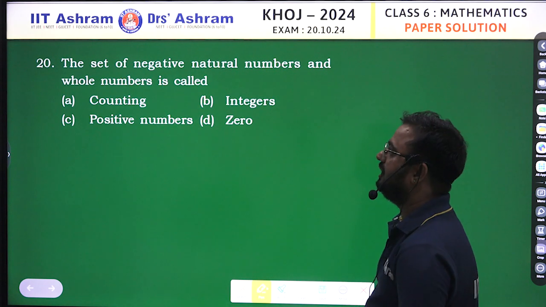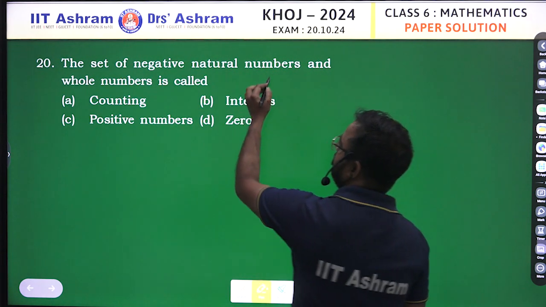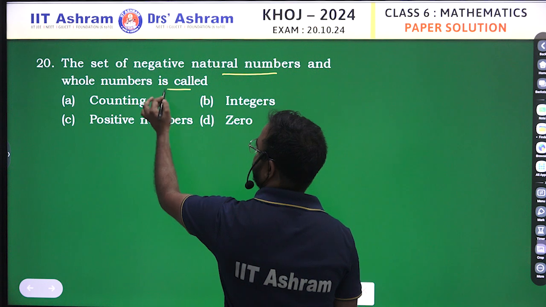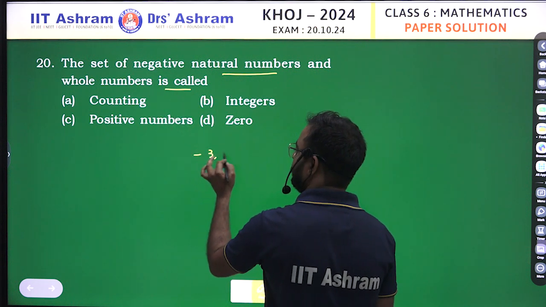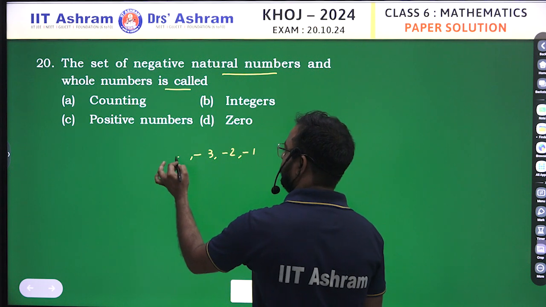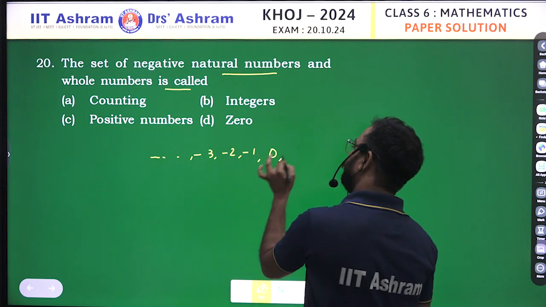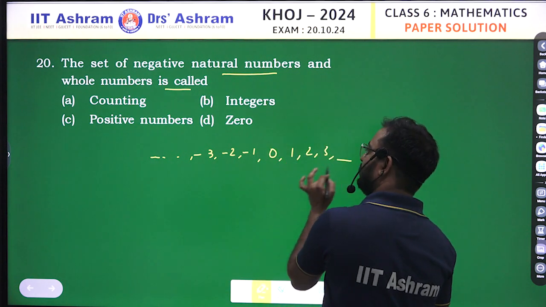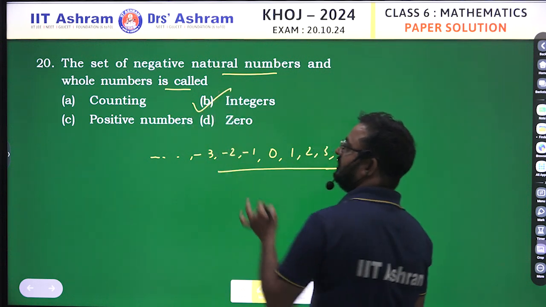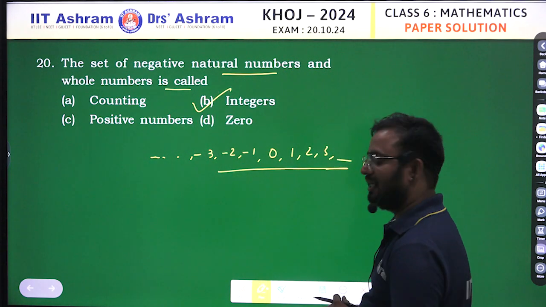Next, question number 20. The set of negative natural numbers and whole numbers is called. Negative numbers included with 0 and positive numbers. So this collection of numbers is called integers. So option B is the right answer.